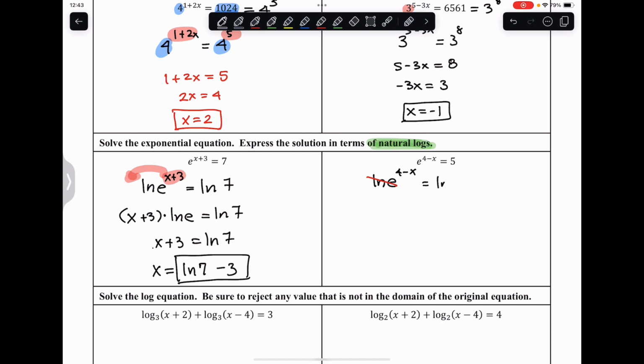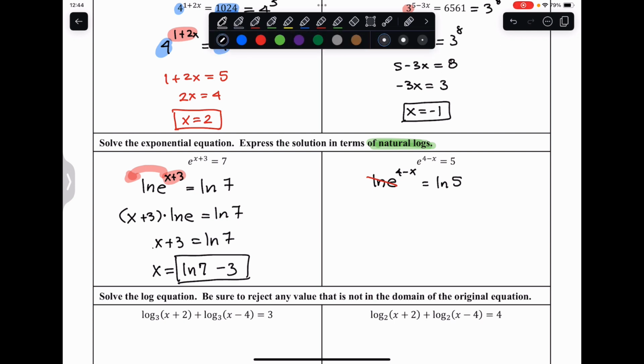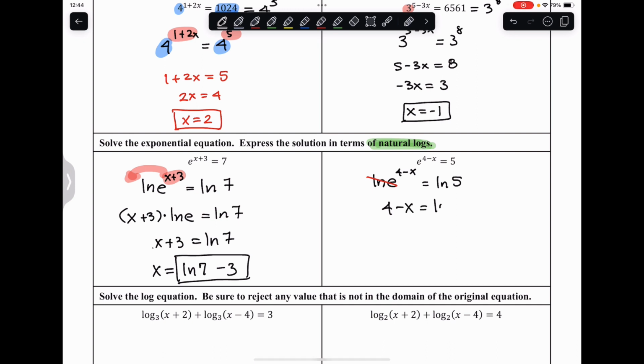I forgot to write the ln of 5 because I also have to take the ln of the right side as well. So on the left, we'll just have now 4 minus x equals ln of 5. We'll start by subtracting 4 from both sides. So negative x equals the ln of 5 minus 4.